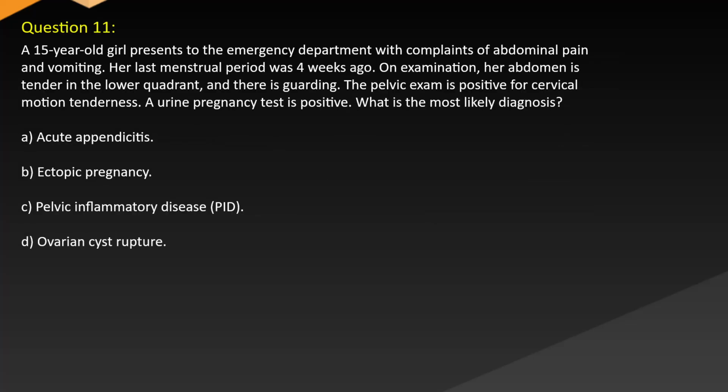Question 11. A 15-year-old girl presents to the emergency department with complaints of abdominal pain and vomiting. Her last menstrual period was 4 weeks ago. On examination, her abdomen is tender in the lower quadrant and there is guarding. The pelvic exam is positive for cervical motion tenderness. A urine pregnancy test is positive. What is the most likely diagnosis?